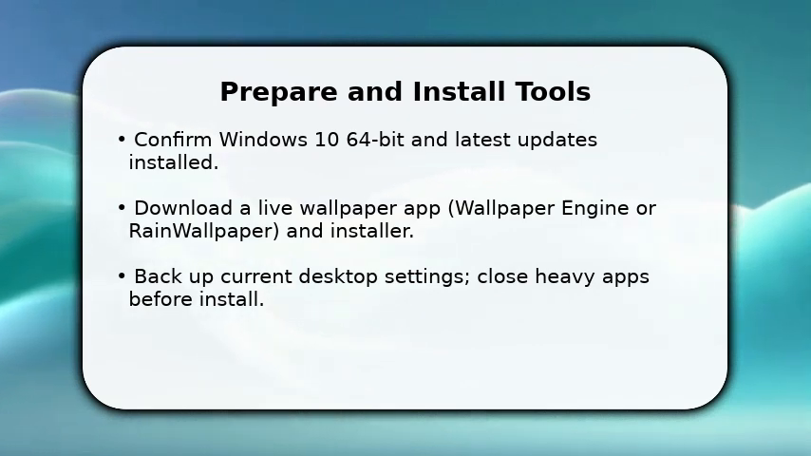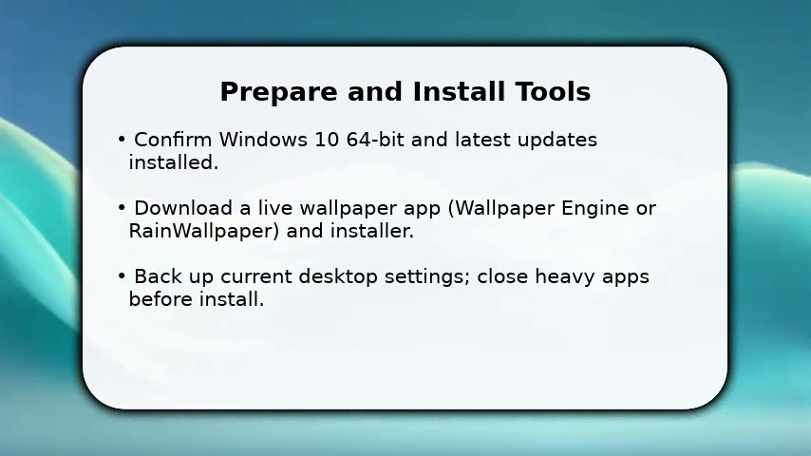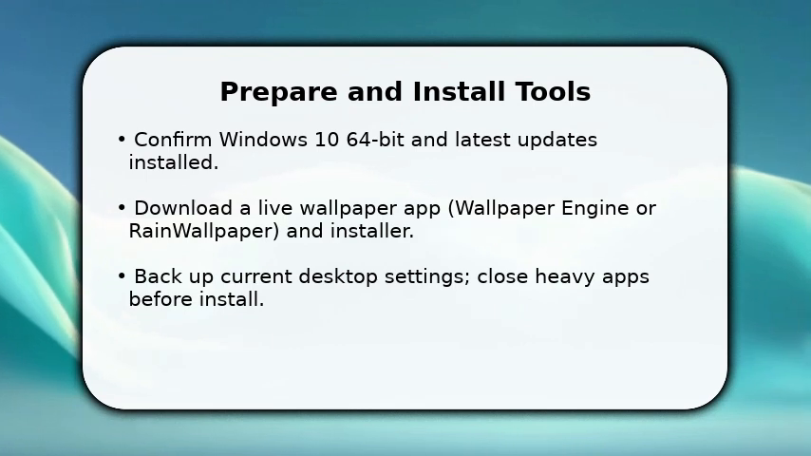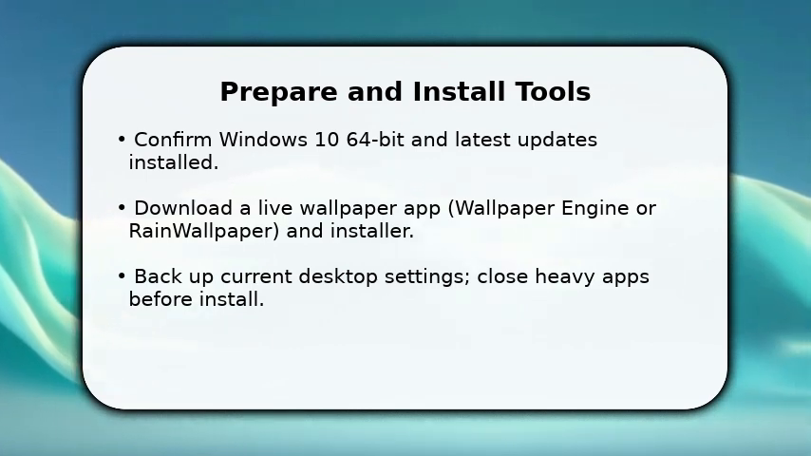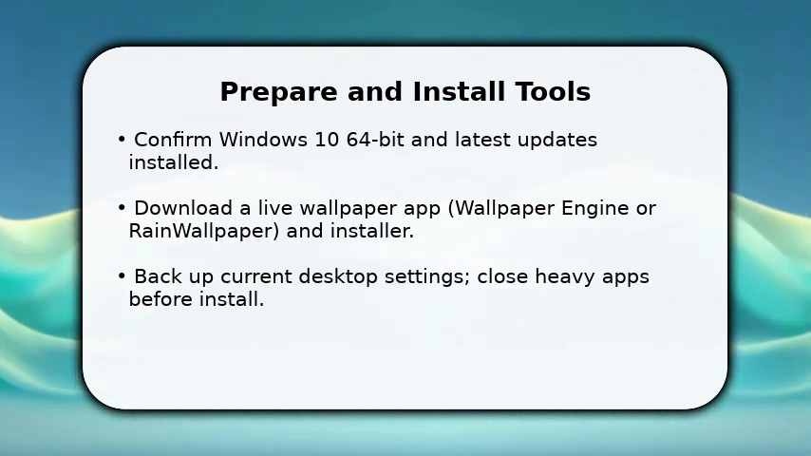Run the installer as admin, choose default components, and let the program add itself to startup if you want auto launch. Once done, restart the program and grant any permission prompts. This ensures the app can control wallpaper and audio synchronization without being blocked by security settings.